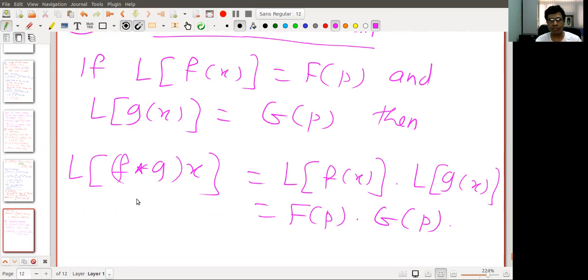Okay, so this is a very useful result. That means the convolution product is transformed to the usual product. Okay, so Laplace transform of f star g of x is F of p multiplied by G of p. So the convolution product is converted to the usual product. We are not going to discuss the proof. It is quite involved. Thank you.